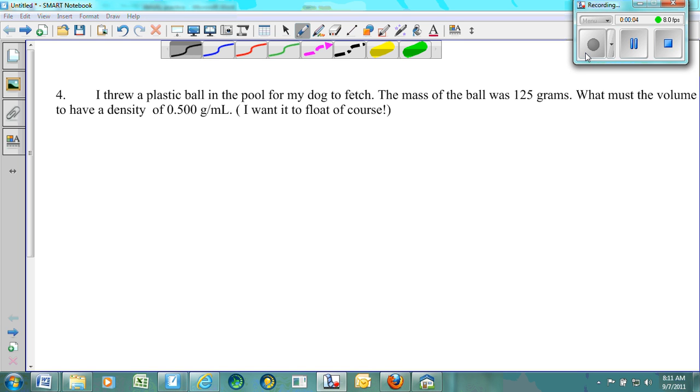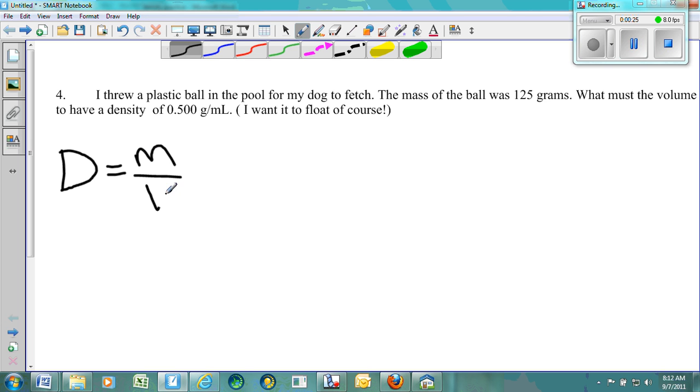I have a homework problem here for you to work through. It's a density question off your density practice page, and this is number 4. So let's check this question out. First off, we know it is density, so I'm going to write down the equation for density in which D equals m over V.